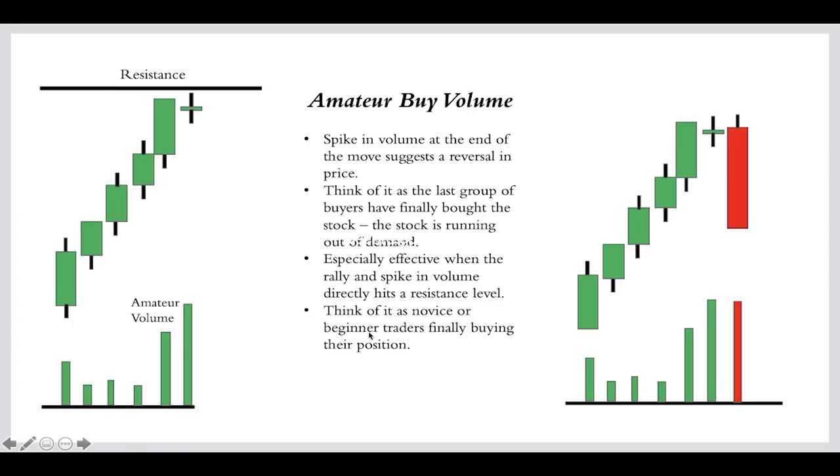And like I said, think of it as novice or beginner traders finally buying their position. They saw the move already go up without them. They're finally buying the position up here when the professionals are actually selling it up here, right? Someone is selling their shares or their crypto coins to these amateurs, and those are the professionals. The professionals are buying it down here, and they're selling their shares or their coins to the amateurs up here. And you could see that that's when we get the sharp reversal lower, right?